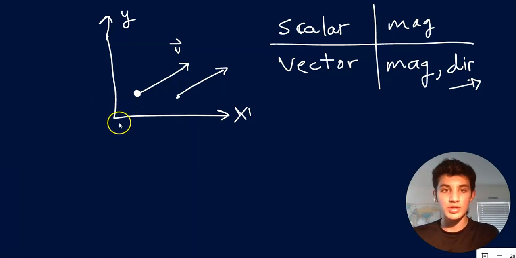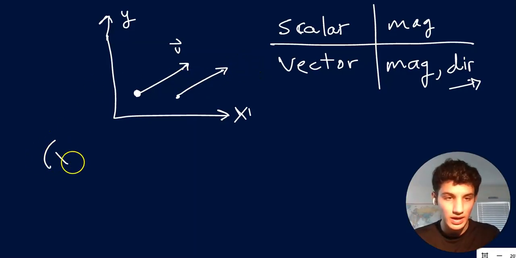Now, what if you want to represent it a little better? Well, you can just take the initial point to be 0, 0, and then label the end point as a pair, something like this, x, y. This will give you some vector v.